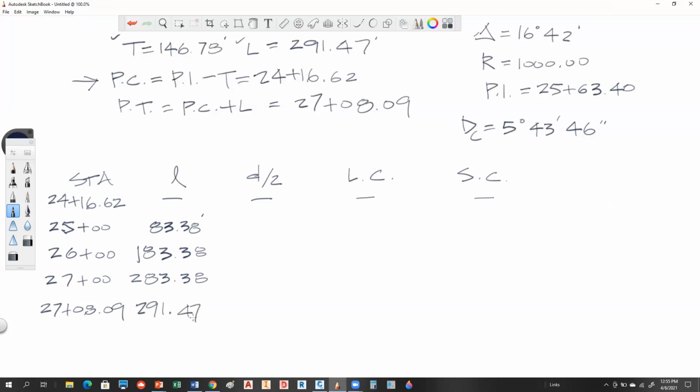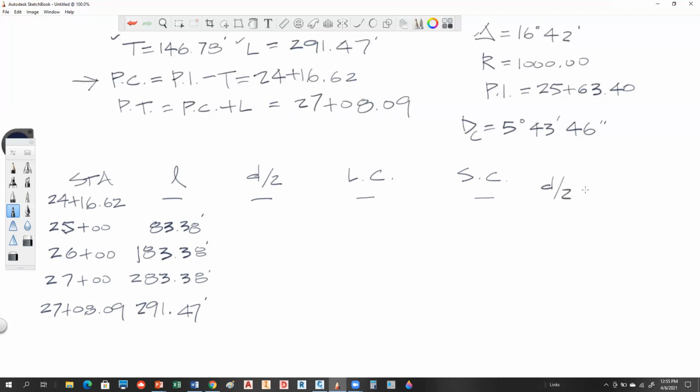291.47. Okay, is everybody okay with that? Yeah. All right, not too hard. This is the thing that sets everything up, okay? This is the important guy right here. All right, so now we're going to use this equation to solve those deflection angles.